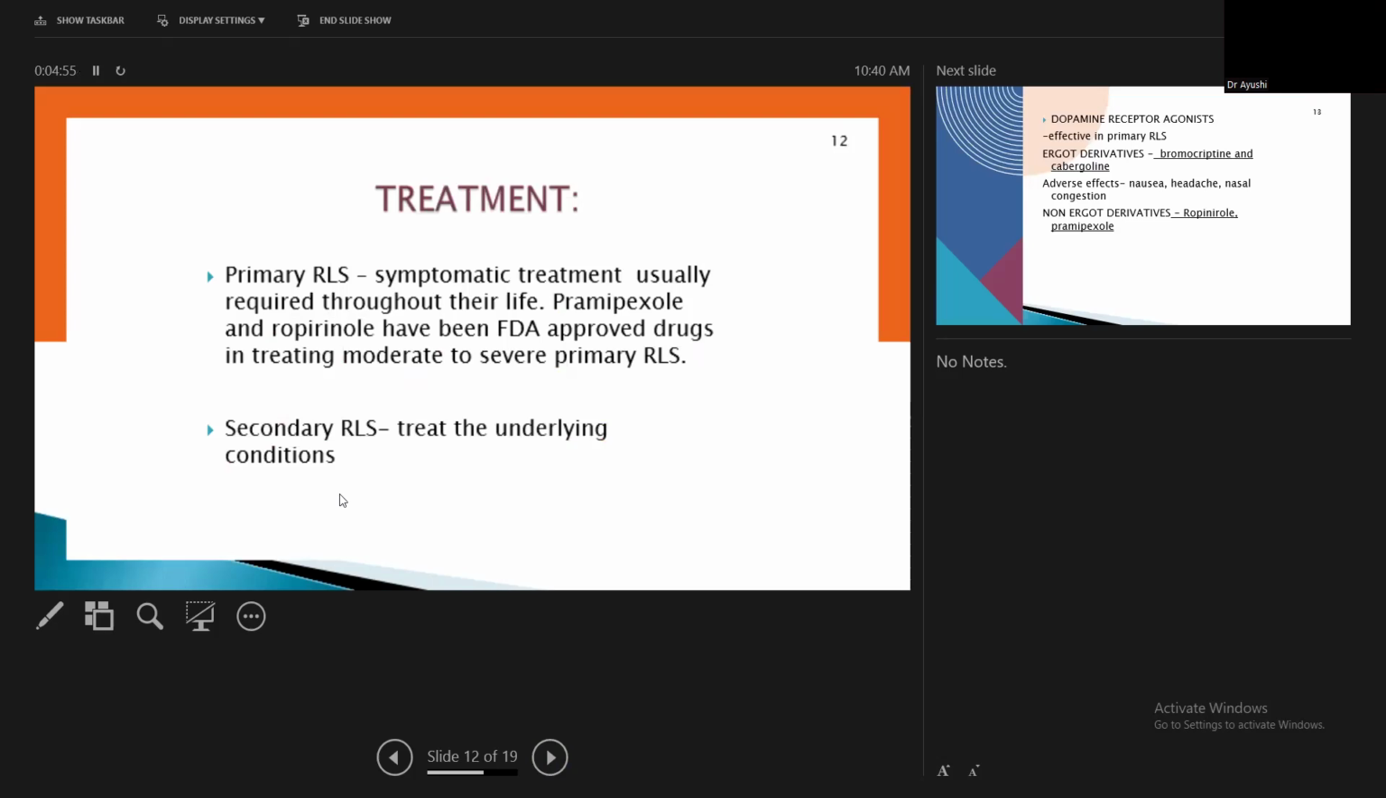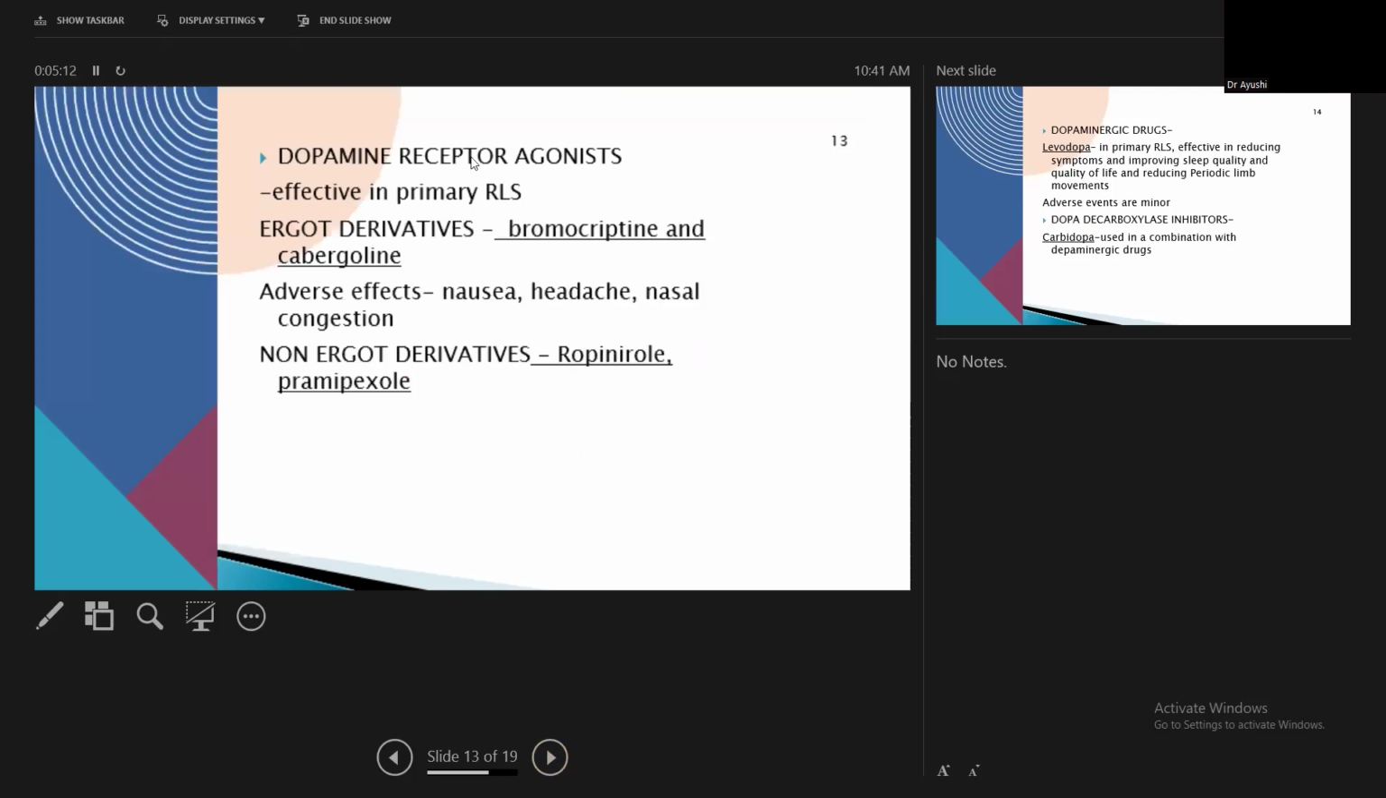Treatment. Primary RLS, symptomatic treatment is usually required throughout their life. Pramipexole and ropinirole are the FDA-approved drugs in treating moderate to severe primary RLS. For secondary RLS, we have to treat the underlying conditions like iron deficiency and uremia. The dopamine receptor agonists are effective in primary RLS: ergot derivatives, bromocriptine and cabergoline, which have adverse effects such as nausea, headache, nasal congestion, and non-ergot derivatives, ropinirole and pramipexole, which are also the FDA-approved drugs.